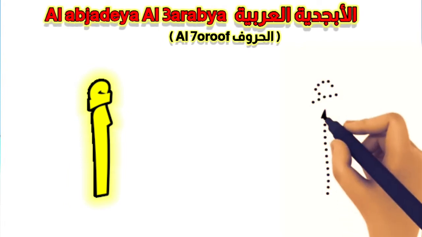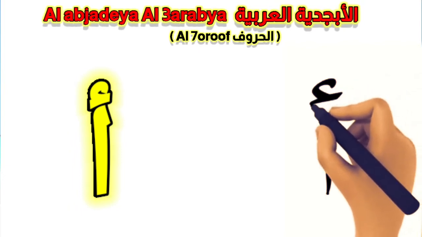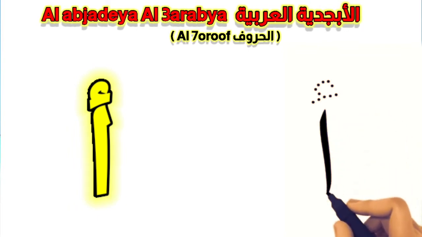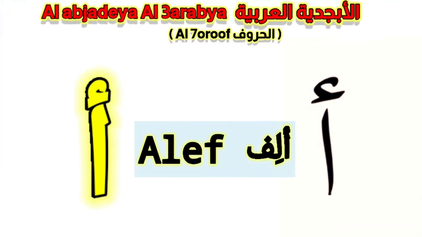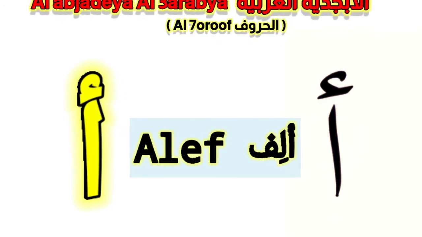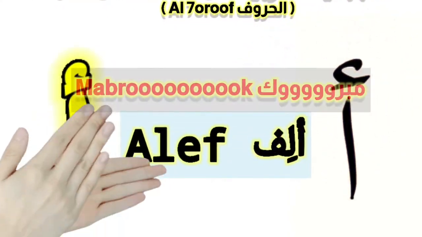طيب تمام. Now I want you to get your pen and let's slowly try to write alif together. I usually start with the stick, then hamza on the top. يلا تاني, again. Alif. And now congratulations, mabruk, you already learned how to write alif, your first Arabic letter.